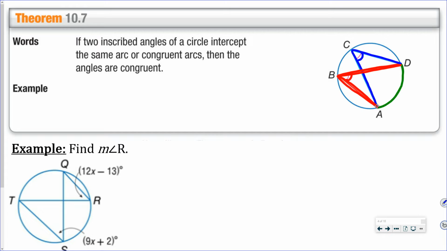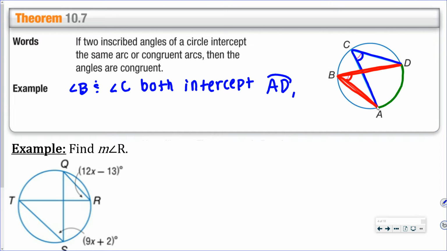All right, so as long as angle B and angle C both intercept the same arc or congruent arcs, arc AD, then those angles have to have the same measure, or are congruent. Okay.